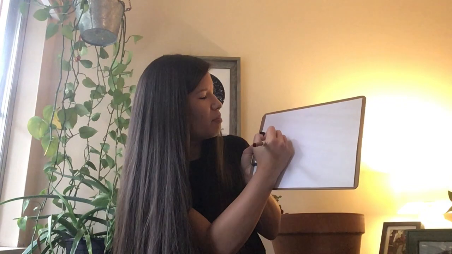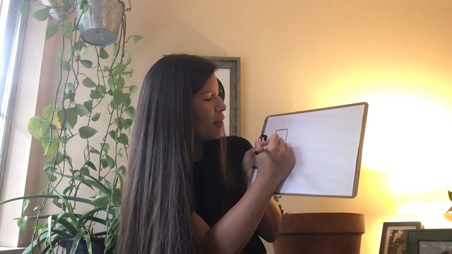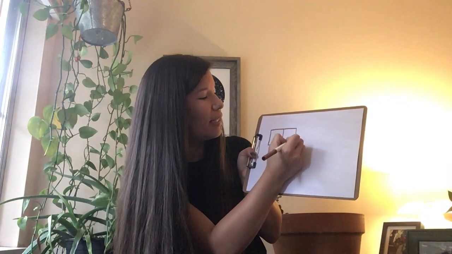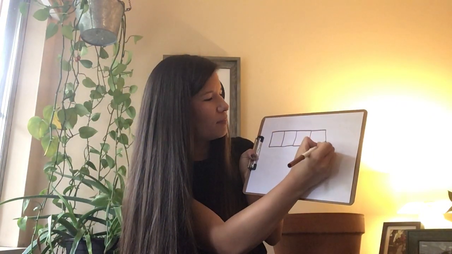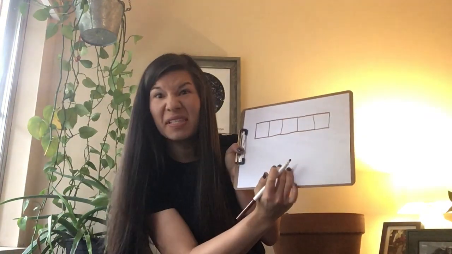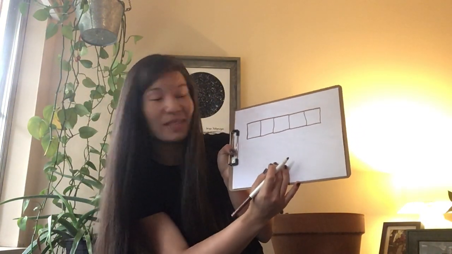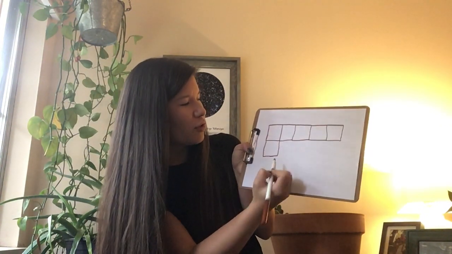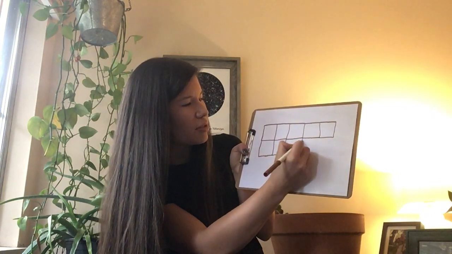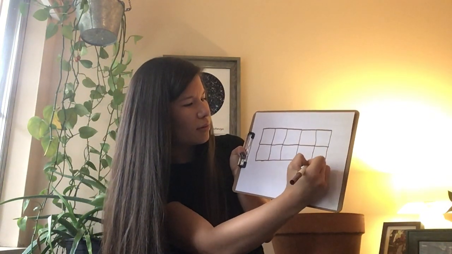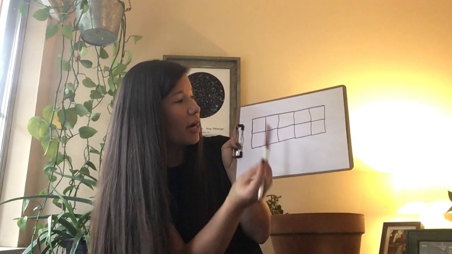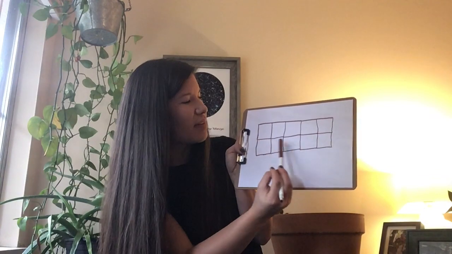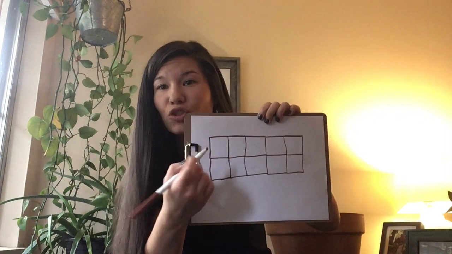In order to draw a 10 frame, we need 5 boxes across. So I'm going to make a big square, and now I'm going to make 4 more. My boxes might not be perfect, but that's okay. All I need is 10 spaces. Now I'm going to make the bottom row, so I'm just going to make a box right under the first box, and then I'm just going to complete this row of squares. Okay, when I'm done, I should have 10. Let's just make sure I have 10. 1, 2, 3, 4, 5, 6, 7, 8, 9, 10. Perfect.